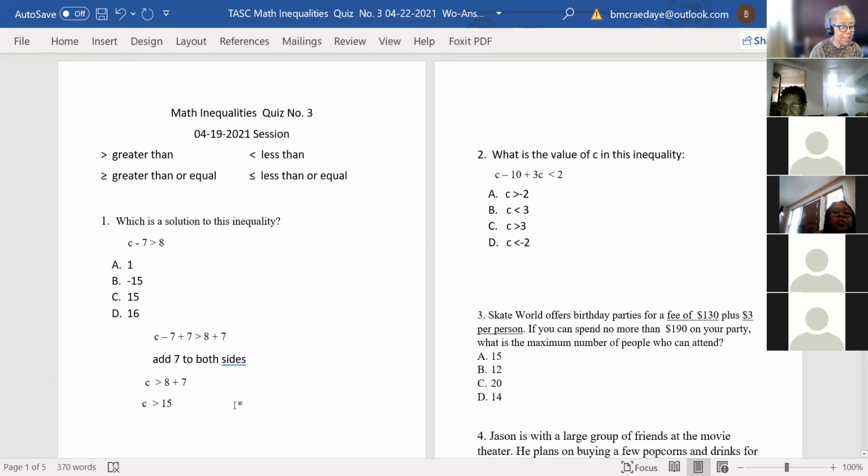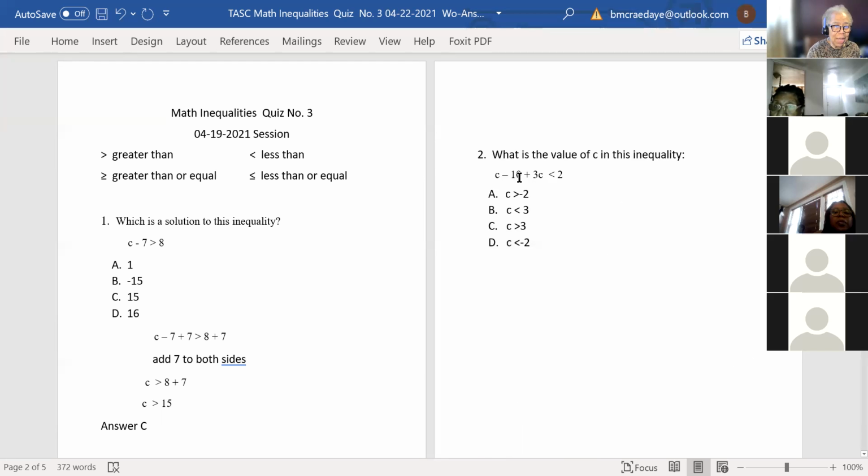So A, B, C, or D, Alba, which one? C. That's right, because C is 15, a positive 15. Remember, when it's positive, you don't really have to put positive. That's like the default. So answer C. Any questions? No. Number one was right. That was one that had just one operation, just subtraction, and you did the opposite, the adding. Remember, we went through some examples where we did addition, subtraction, multiplication, and division. Okay, now let's go to one that has two operations.